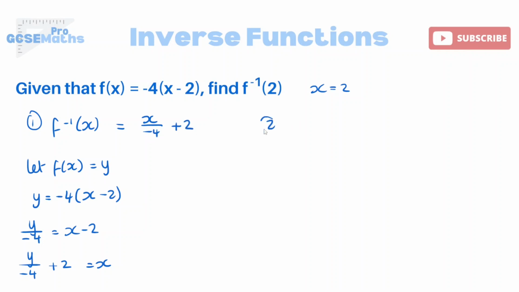Okay, then step 2, I'm now going to substitute in the 2 where I have an x. So obviously here, 2 over minus 4 plus 2. Well, that would simplify to minus a half, wouldn't it? Plus 2, which would give me 1.5, or basically 3 over 2 as a fraction. Okay, so do the inverse function first, then work out the value afterwards.